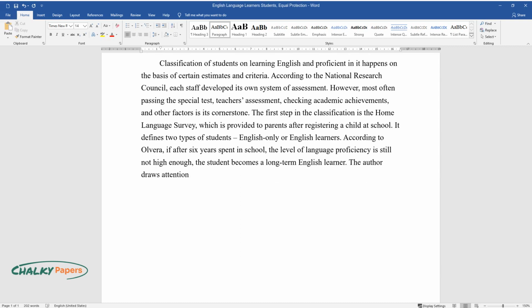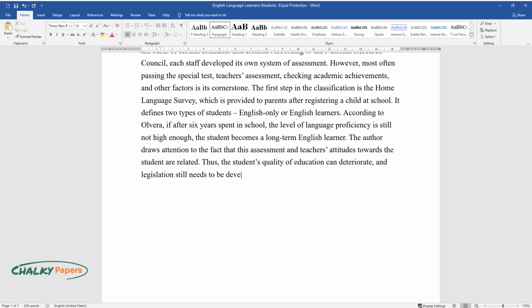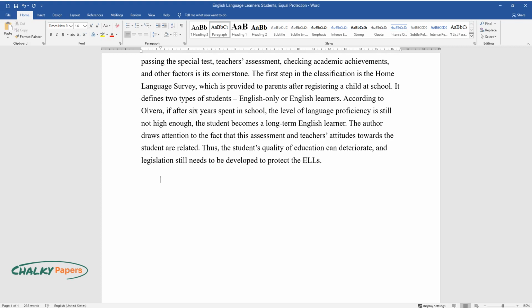The author draws attention to the fact that this assessment and teachers' attitudes towards the student are related. Thus, the student's quality of education can deteriorate, and legislation still needs to be developed to protect the ELLs.